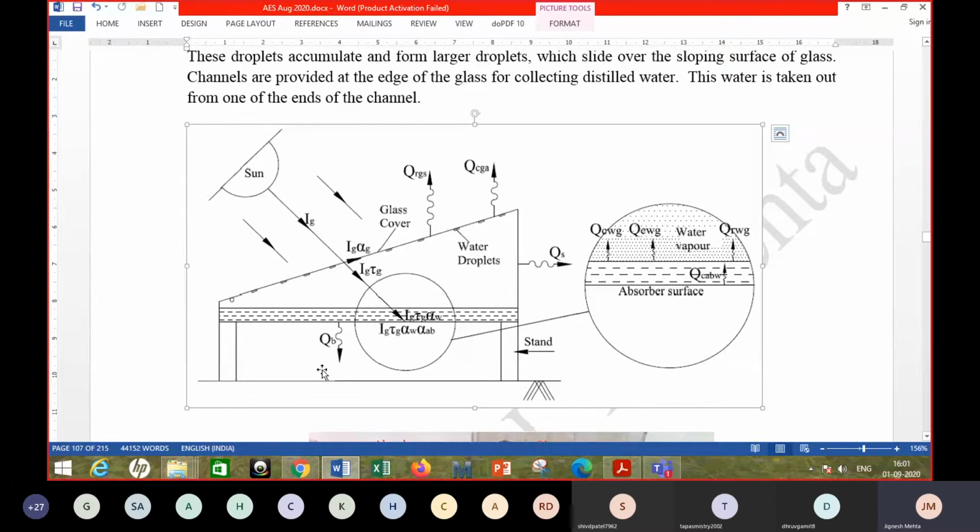This QB is the heat loss from the bottom. So we have written it from the bottom of the solar still basin. So it's written as QB, and from sides what you get is given a notation QS, that is the heat loss occurring from the sides.